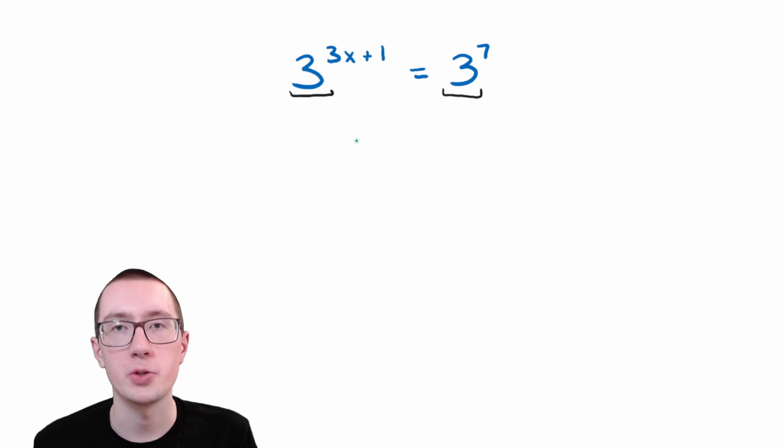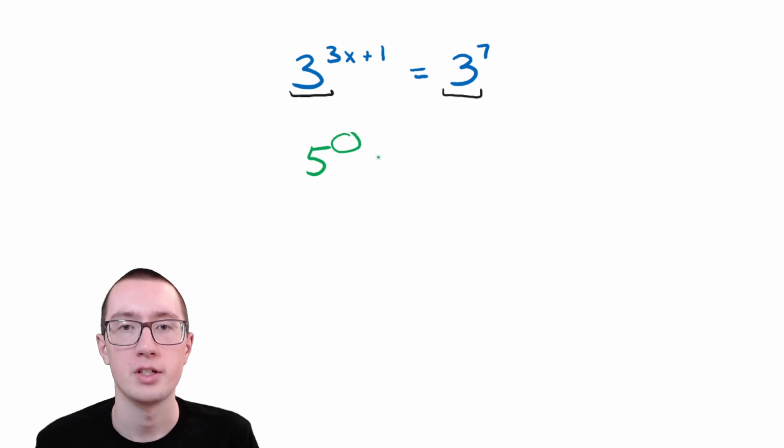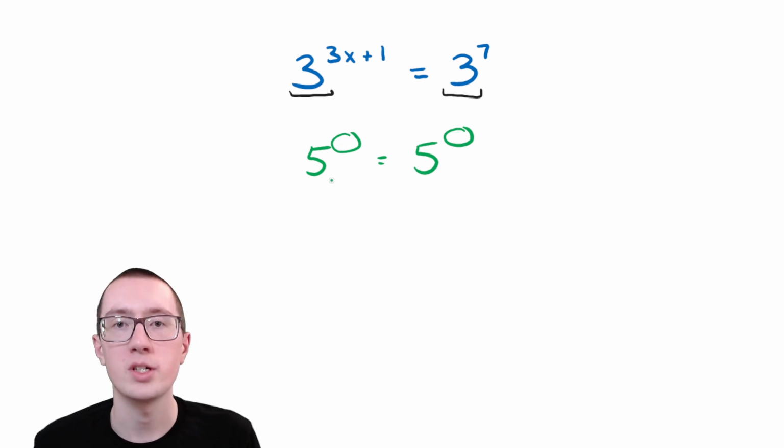So to understand what we're doing, we can use a little bit of logic here. I want you to imagine that we have 5 to the some exponent equals 5 to the some exponent. The only way that these two numbers can be equal, if these are both 5, is that the exponents also have to be equal, because 5 to the 2 is not the same as 5 to the 3. Those will never be equal. The only way that these two numbers can be the same is if the exponents are also the same. So for example, 5 to the 4 is the same thing as 5 to the 4.